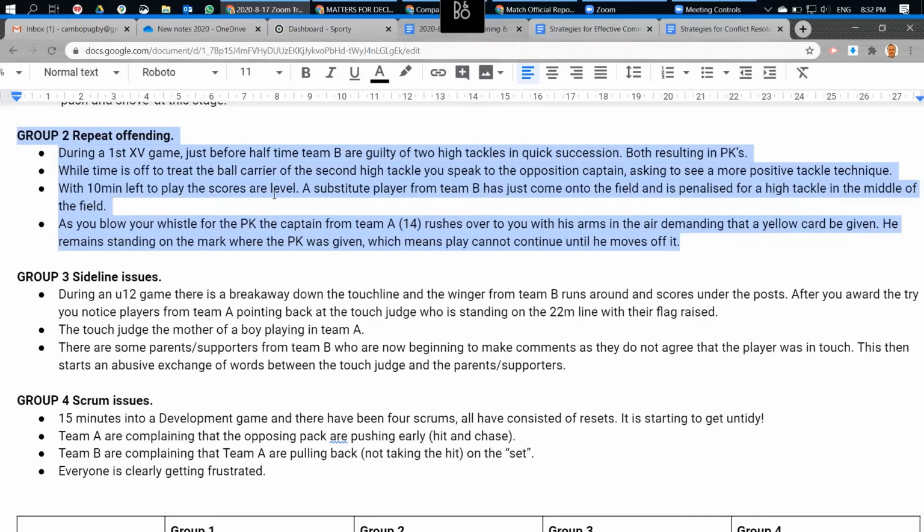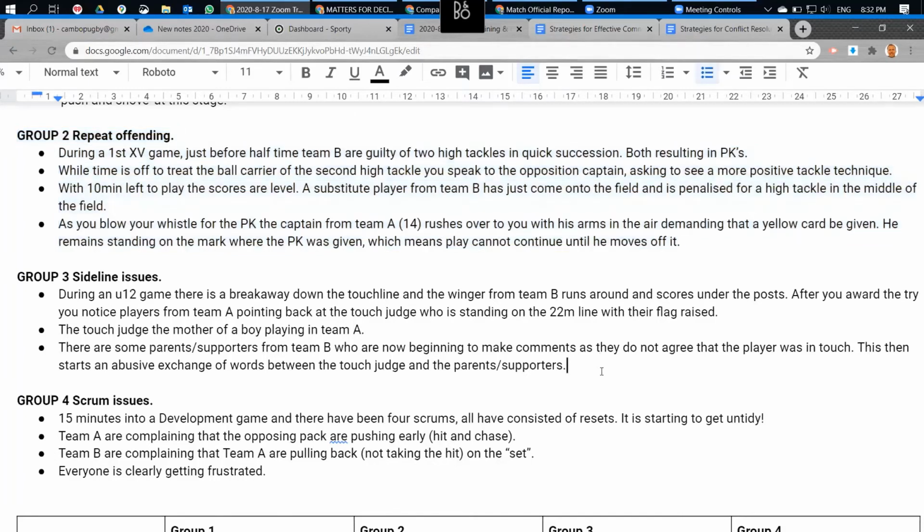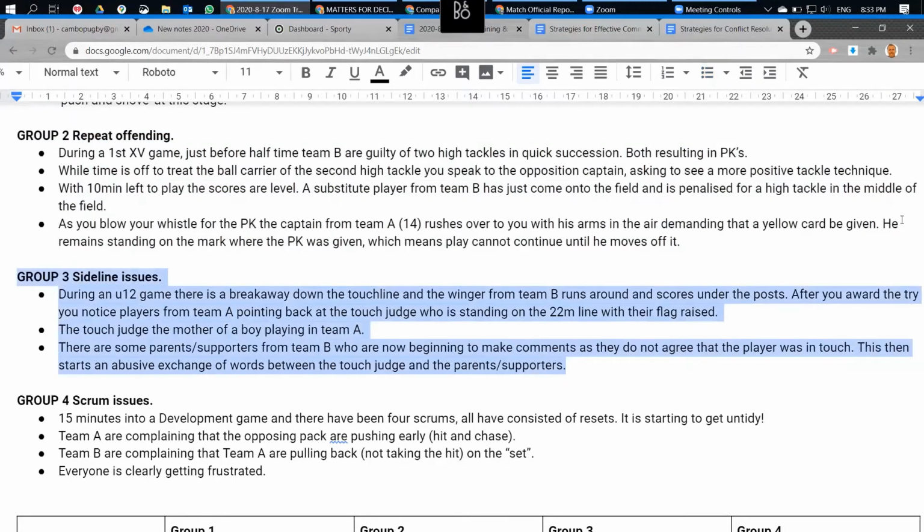Good stuff, guys. And all right, Group 3 to finish us off. Sideline issues. So again, these are scenarios that were already written before the season started. However, almost all of these scenarios I've seen at some point in some way, shape, or form this year. So it's been quite nice to see. So all right, Group 3, sideline issues. Take it away.